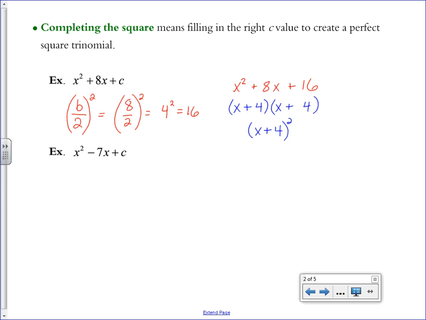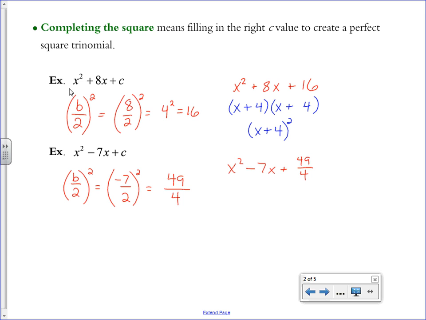When it's an odd number for b, it's only slightly more complicated, but the process is still the same. It is still b over 2 squared, which here is negative 7 over 2 squared. And then you simplify it as much as you can. Negative 7 times negative 7 is 49. 2 times 2 is 4. I can't reduce or simplify that fraction at all, so I'm going to leave that as my c value. The trinomial would be x squared minus 7x plus 49 over 4.